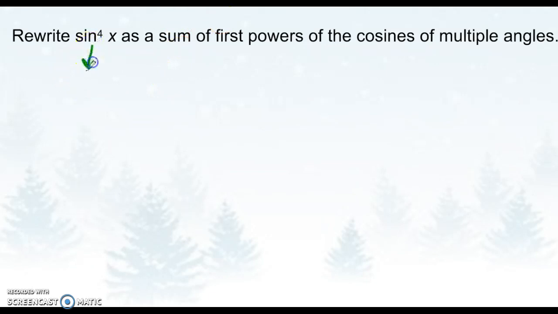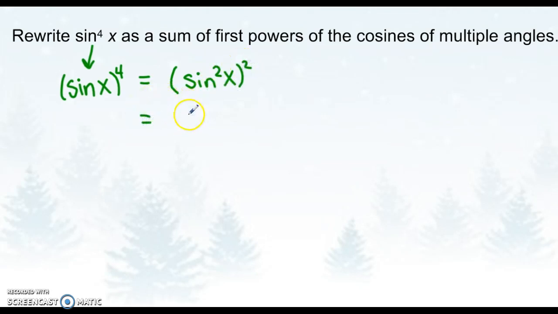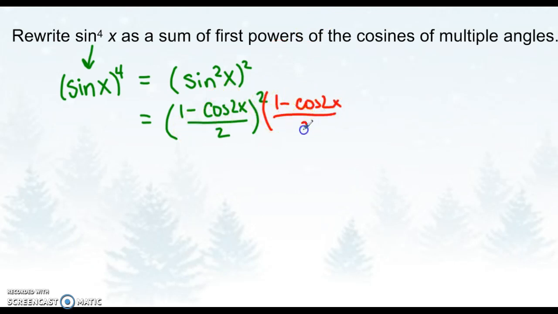So I can rewrite this, which is the sine of x to the 4th power, but I want to use those power reducing formulas, so I want to write it as a power of 2. So we're going to write sine squared of x, squared, and we're going to replace sine squared of x with that power reducing formula, which is 1 minus the cosine of 2x over 2, squared. So we're going to do that. We're going to double it, multiply it by itself. So 1 minus the cosine of 2x over 2.